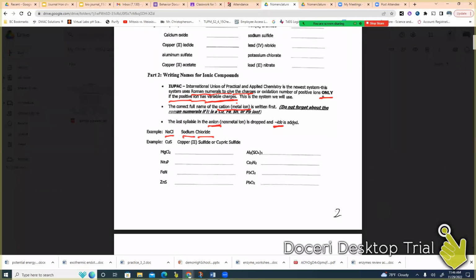I don't have to say sodium monochloride because there's only one way that they can go together. So here I have MgCl2, that is just simply magnesium, and then Cl is chloride. No prefixes are needed. Na3P, Na is sodium, P is phosphide. Once again, I don't have to say anything about the prefix or how many I have.